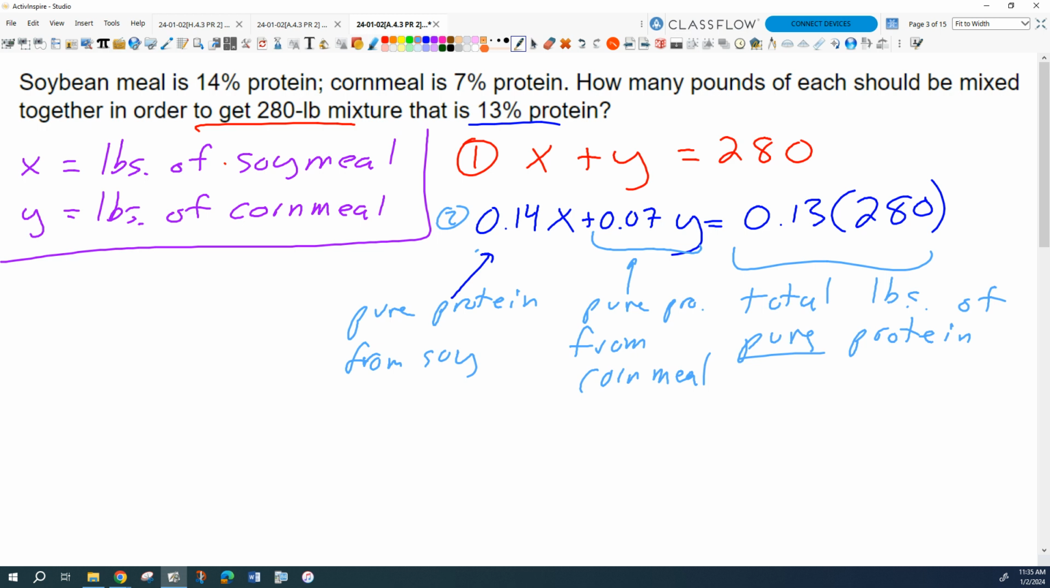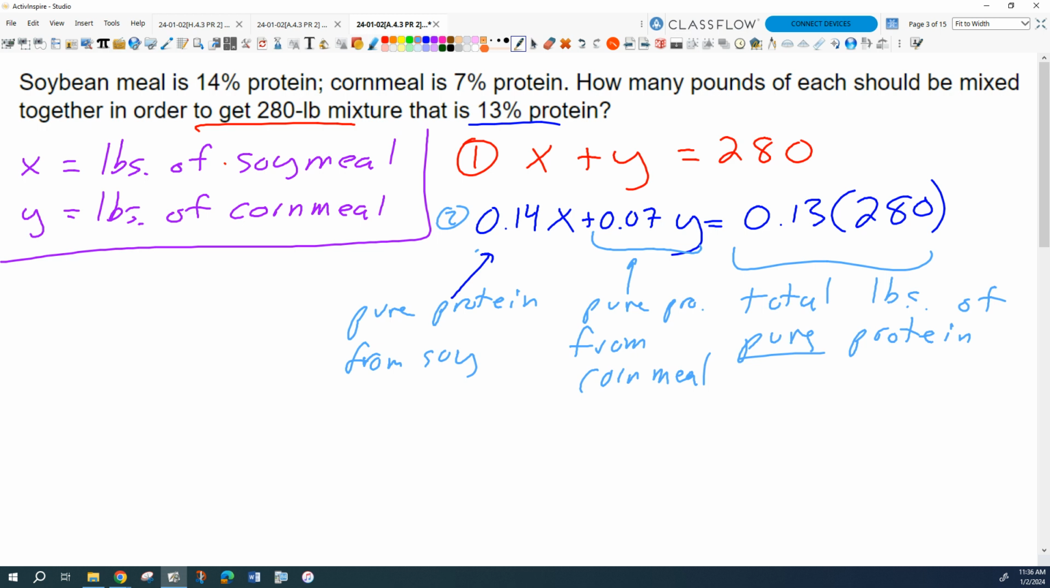0.14, 0.1, 0.07. Well, I could just leave it like that if I want to. Desmos is smart. It knows to multiply that, 0.13 times 280, and it'll just make a number out of that. I could do that. What's plan B?